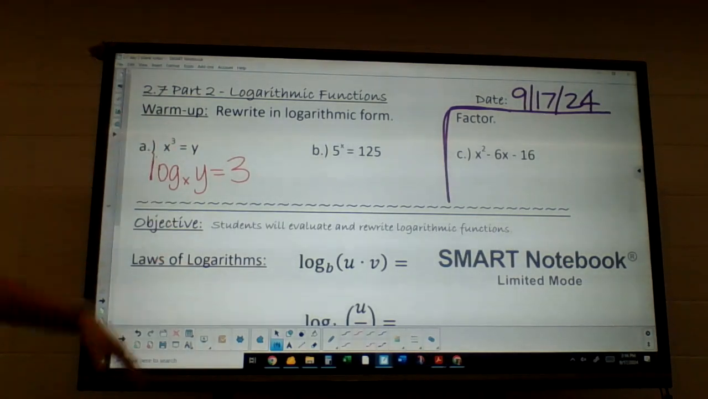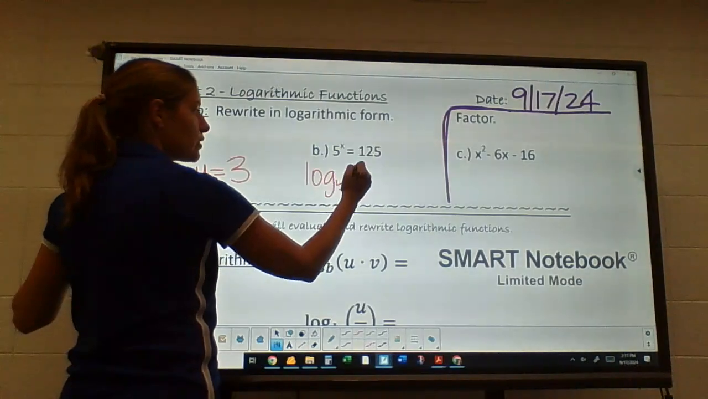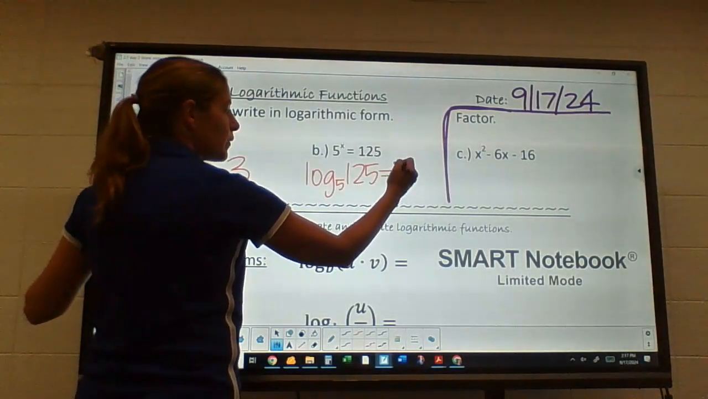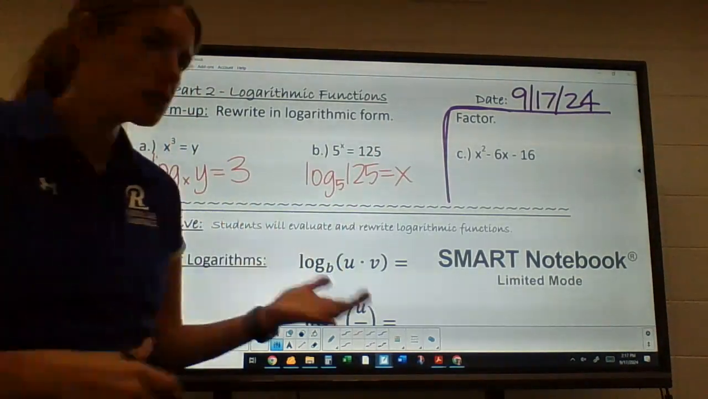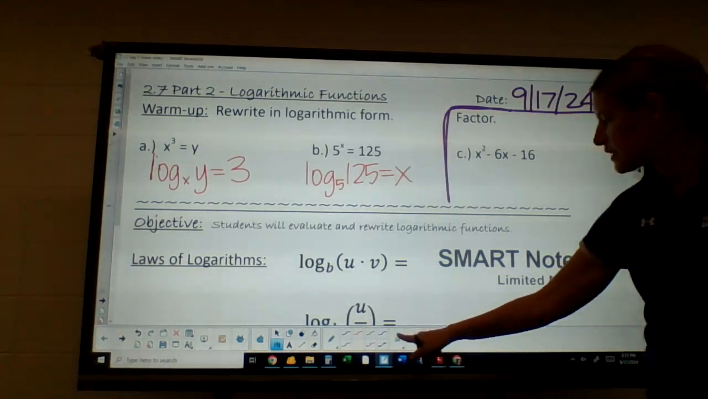And then again, we can rearrange the next one. Log base 5 of 125 would equal x. So being comfortable moving those around and kind of switching them back and forth as needed. The next one I wanted you guys to factor, and this probably feels like it's coming out of the blue, but being able to factor this way is going to be helpful in what we're doing in some of these log problems as well. Do you guys remember how to factor like this?